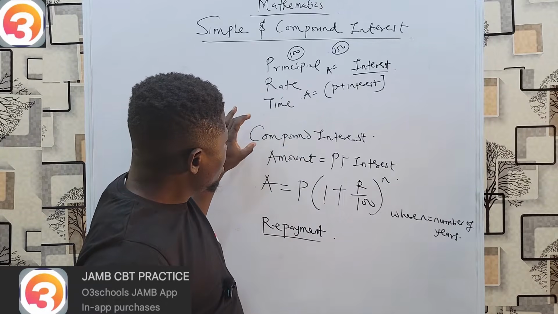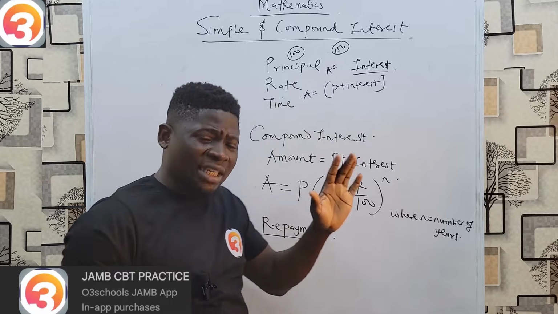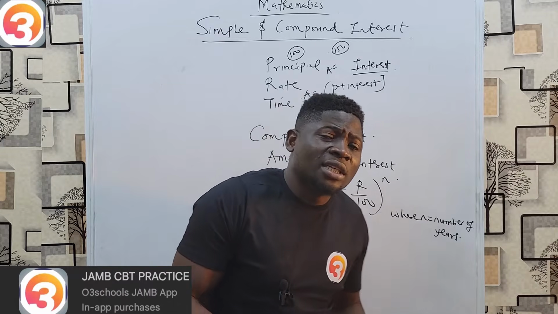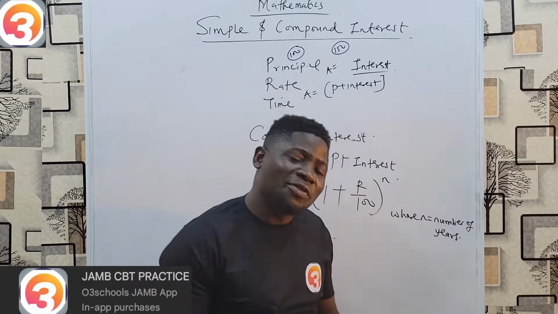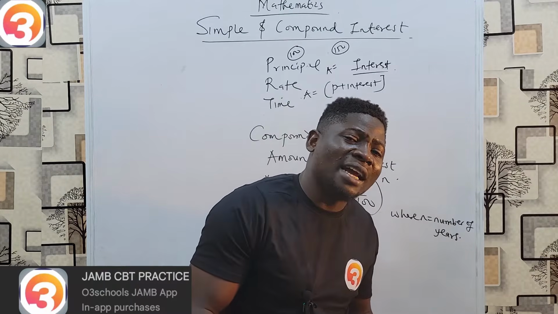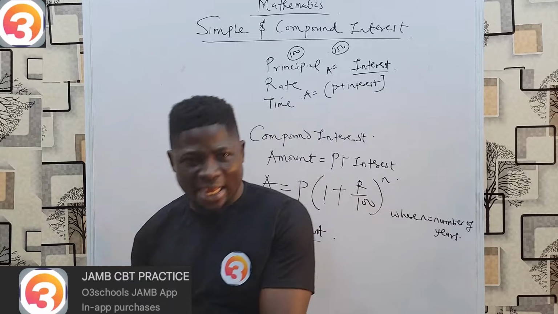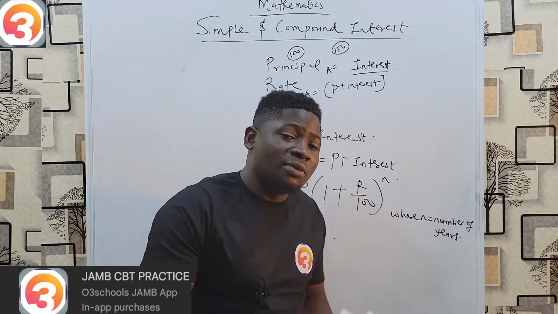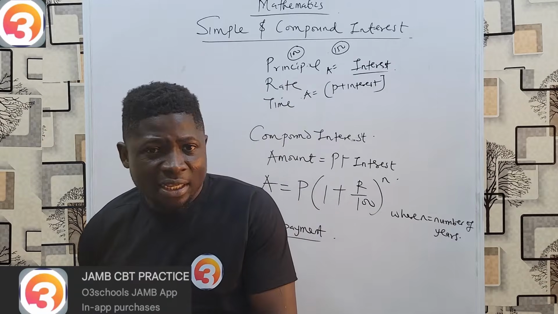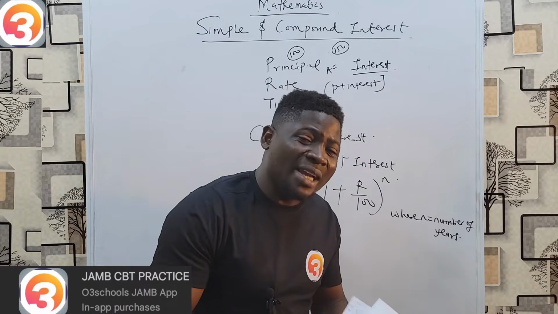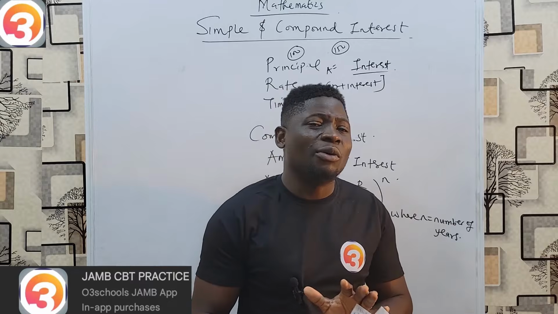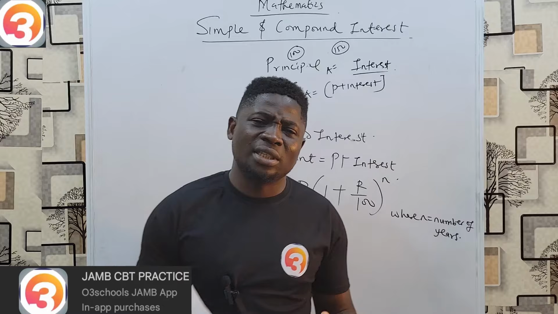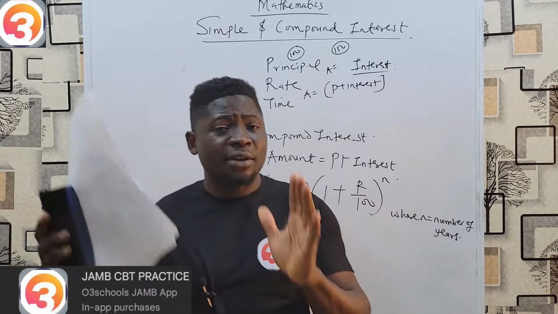Now, compound interest. For compound interest, the interest for the first year now forms the principal for the second year. Look at it. The interest for the first year forms the principal for the second year. If it is part of it for any reason, then that calculation is no longer simple interest, but compound interest, because in that case, the principal will be increasing.